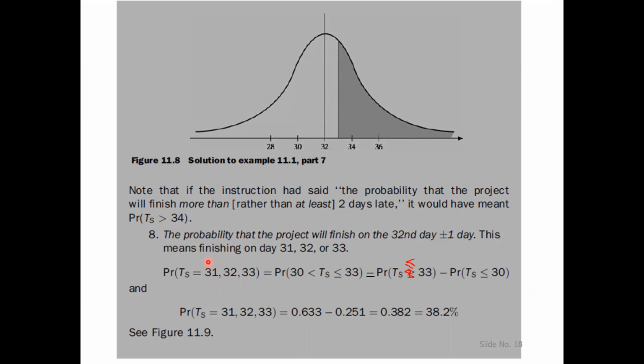And the 8th question is the probability that the project will finish on the 32nd day plus or minus 1 day. This means finishing on the 31st, 32nd, or 33rd day. In this case, we will be adding the probabilities for these 3 days together, and then by simple manipulation of the probabilities, we come to the answer, which is 38.2%.